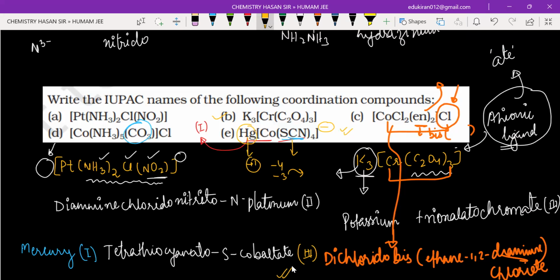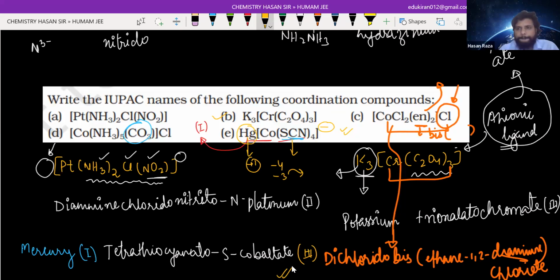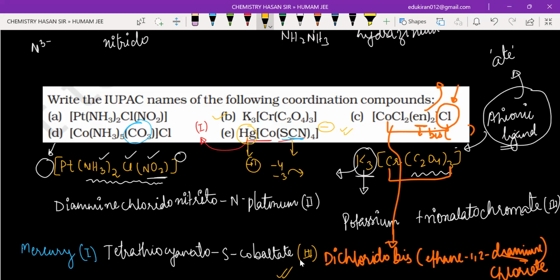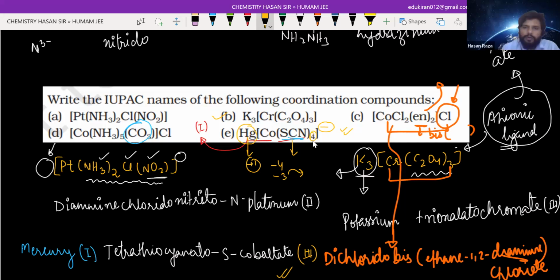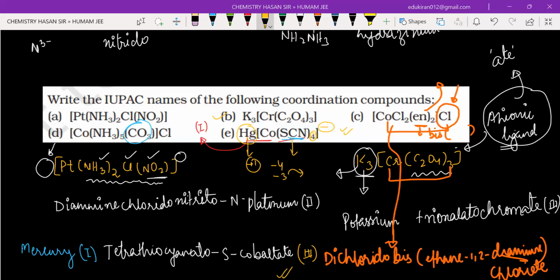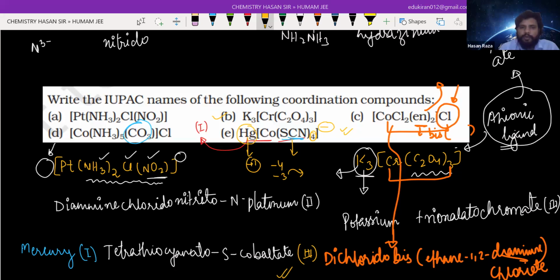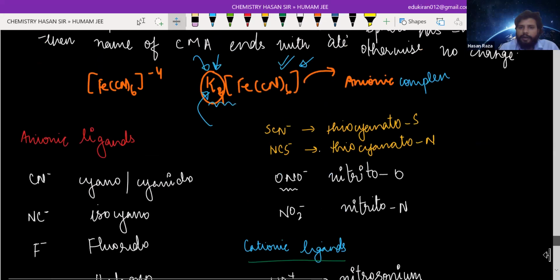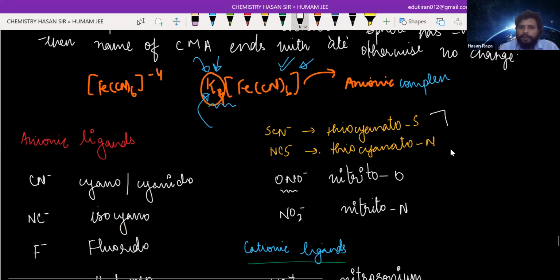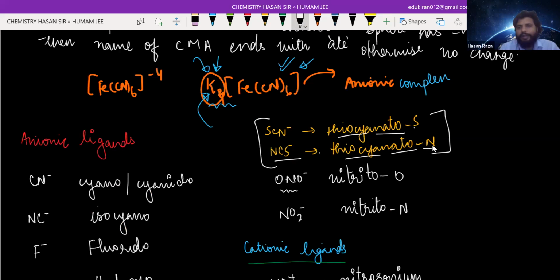Yes. So why tetrathio? I didn't get. What did you say? Why tetrathio? Tetra, because four is there, no? 4 times. Tetra thiocyanato. I told you the name of the anionic ligand. Here I wrote it. At the end, I added 2 more in this. SCN minus is thiocyanato S. Its name is thiocyanato. NCS minus is thiocyanato N.